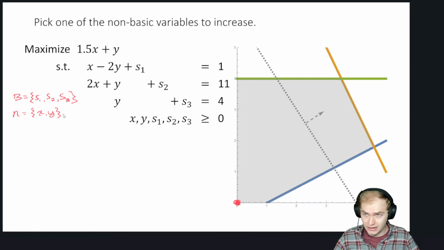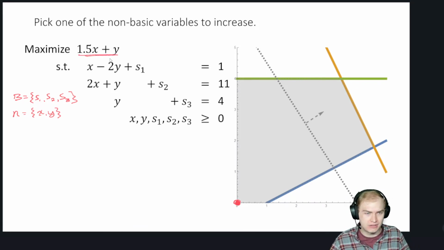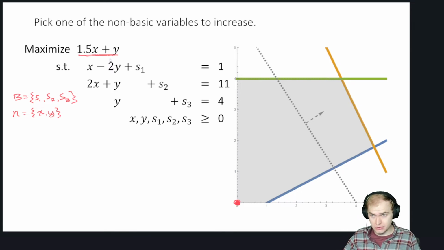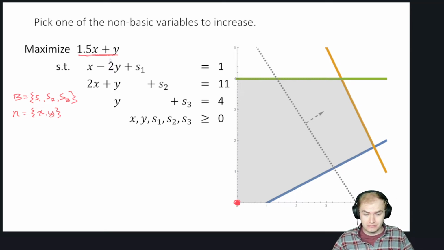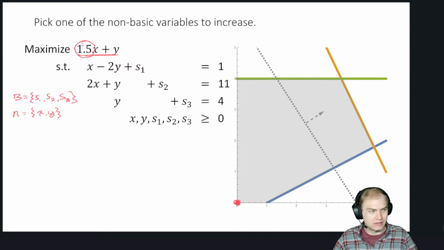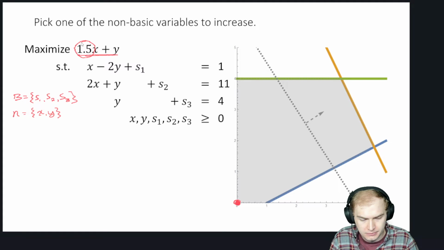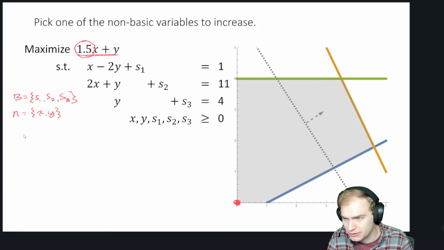Notice that increasing either of them will actually increase the objective function value. So we want to increase one of those. Looks like x is a little more efficient. It has a higher coefficient, so it's going to increase the objective faster, in a sense. So let's pick that one. Let's increase x. In other words, we're going to let y remain 0.